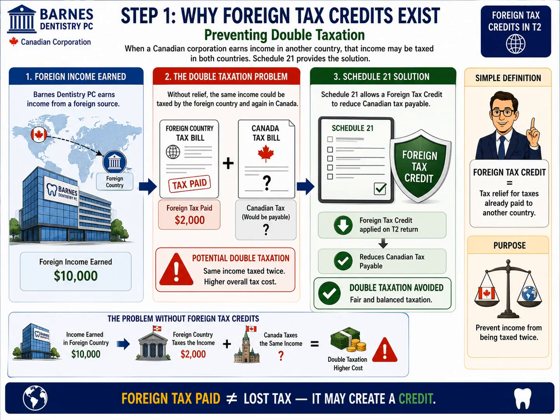So far in this course, we've focused primarily on Canadian source income. We've looked at interest income, rental income, dividends, capital gains, corporate tax payable, and refundable tax accounts. But what happens when a Canadian corporation earns income outside of Canada? This is where international taxation begins. And with international taxation comes a major challenge: double taxation.